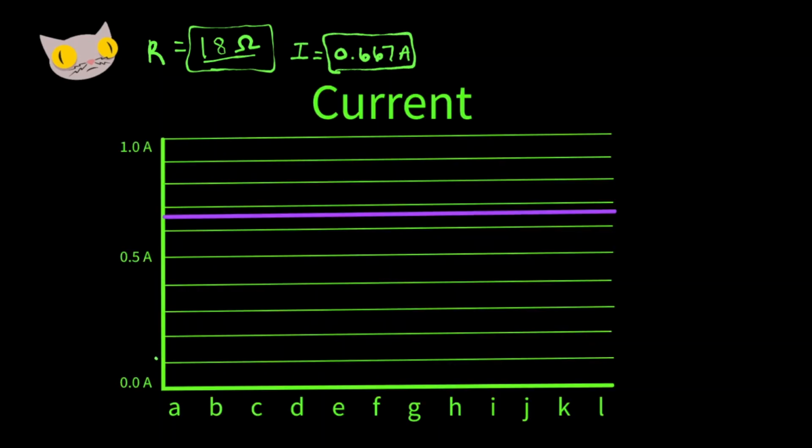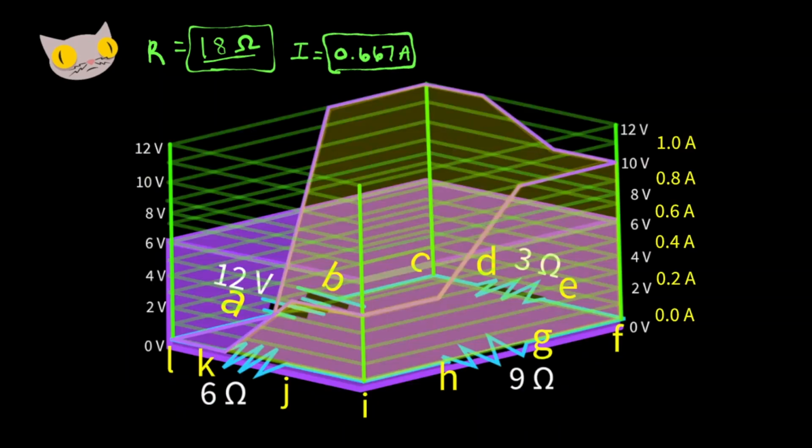Here's a graph representing the current through the series circuit, where the current stays the same at about 0.667 amps all throughout the circuit. And here's a visualization of the current along the circuit. As you can see, it stays the same all across. Or maybe you can't. This one's a little bit more messy.